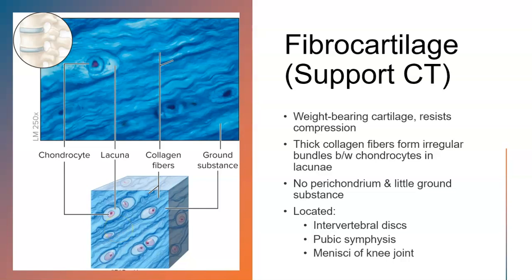Fibrocartilage is our weight-bearing cartilage. So it's got a lot of big protein fibers that are arranged in bundles between the chondrocytes. Now, because there are so many fibers and these chondrocytes are large, there's not a lot of room left for the ground substance. So there's not a lot of it there. Fibrocartilage, though, is important because it resists compression. Therefore, it's a good shock absorber.